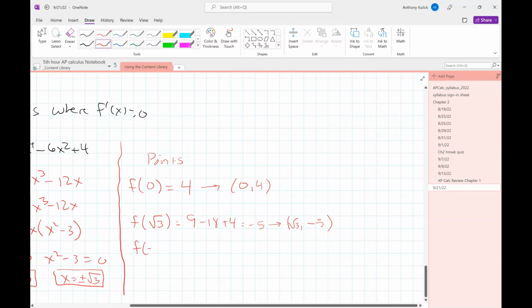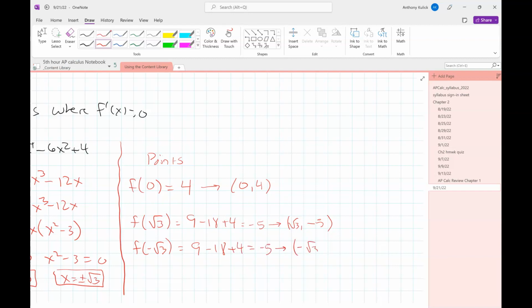And if I do the same thing at negative root 3, I get the same y coordinate. Is that a problem? No, man. That's fine. So if I'm looking for the points where the derivative is 0, those are the 3 points where the derivative is 0. What do you guys think?